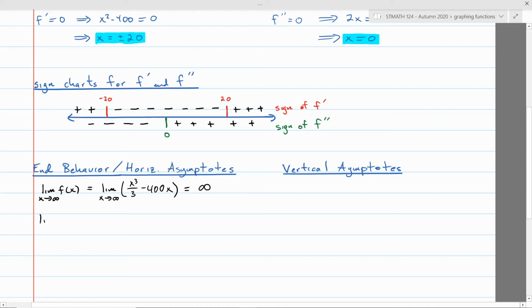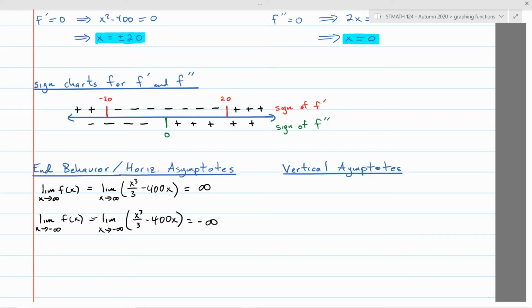And similarly, we can look at x going to negative infinity of this function. Since the dominant term is x cubed over 3, if I put in a big negative number, I'm going to get an even bigger negative number back. So this one's going to negative infinity. So this is telling me what's happening to the far right on the graph and the far left on the graph. There aren't any horizontal asymptotes. It's just going up on the right and then down on the left.